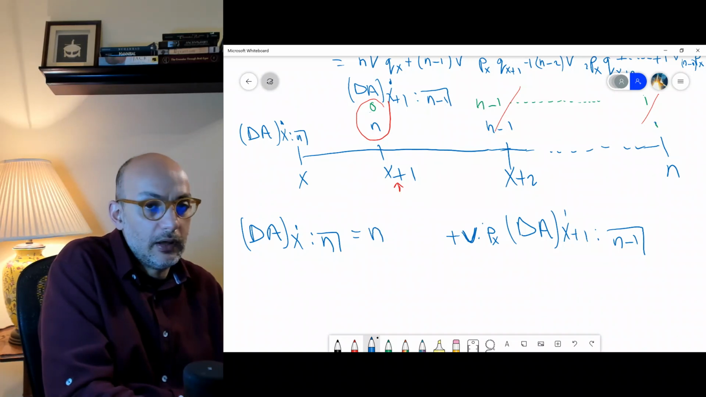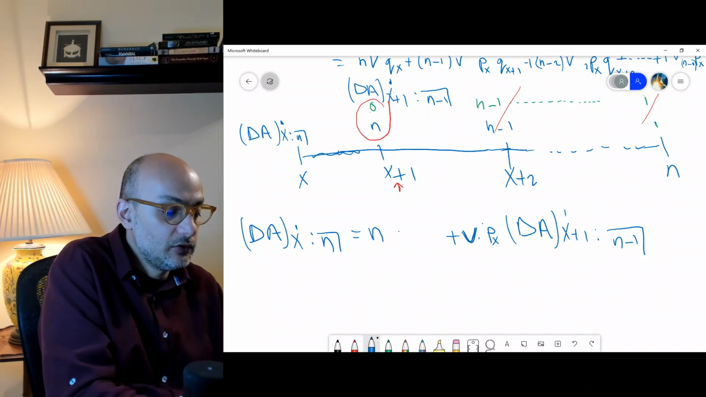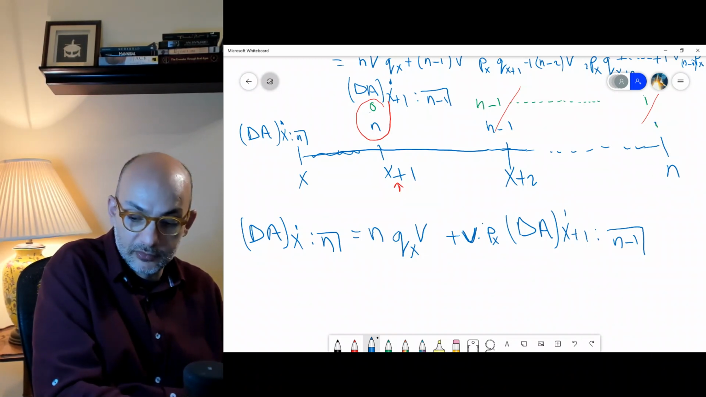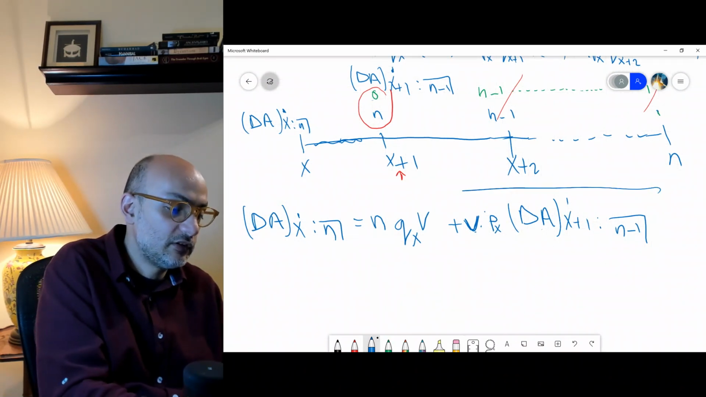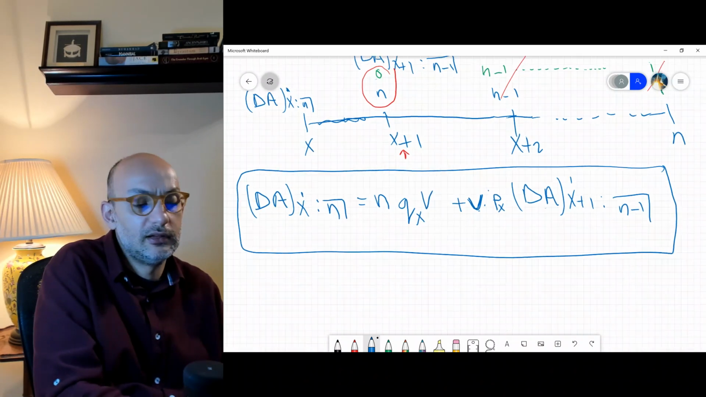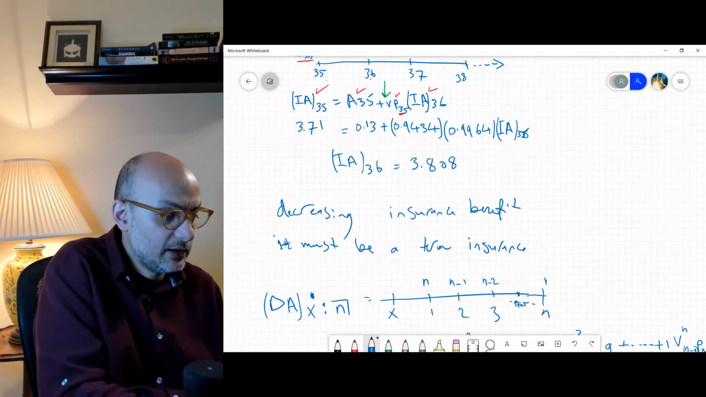How will the n be paid if death occurs here? It is n qx, but it will be at the end of the year, so v, right? And this is very important to keep in mind. So let me make sure I give you the correct one: n qx v px DA x plus 1 n minus 1, right? This is another relationship that is not about memorization but the ability to visualize it and write it down.